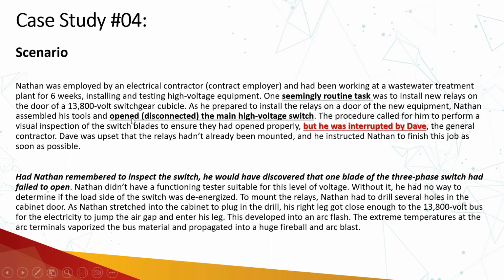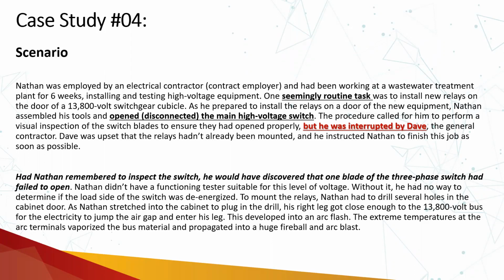Right. So from the scenario, we can see that it was a routine task, and Nathan was performing that particular task, but he was interrupted by Dave. Change of scope. Dave was a bit upset that this task had not been monitored or completed up till now. So in this example, we can see that Nathan was not able to barricade that particular area.